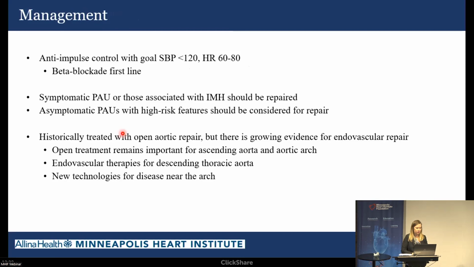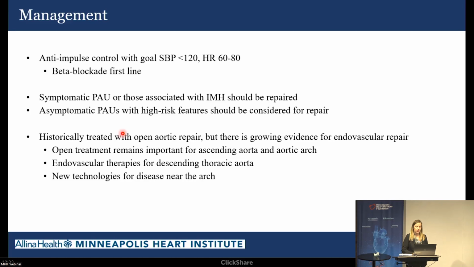Management of all of these patients should start with anti-impulse control with a goal systolic blood pressure less than 120 and a heart rate from 60 to 80. Beta blockade should be the first line agent for anti-impulse control. In general, patients with symptomatic penetrating aortic ulcers or those associated with IMH should be repaired in urgent fashion. Patients who have asymptomatic PAUs with high-risk features, which we'll discuss on the next slide, should be considered for repair. But a patient who does not have any of these high-risk features and is asymptomatic can be clinically monitored over time.